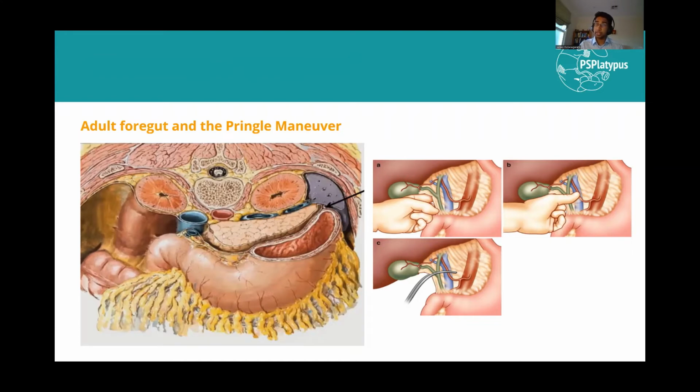3 really important structures. Now, during surgery, as you can see in the diagram to the right, we basically just clamp that, and that's what we call the Pringle maneuver. We're just clamping that ligament in order to stop those blood vessels from flowing, because it means that we get less bleeding from the liver if we need to do something around that area, basically.